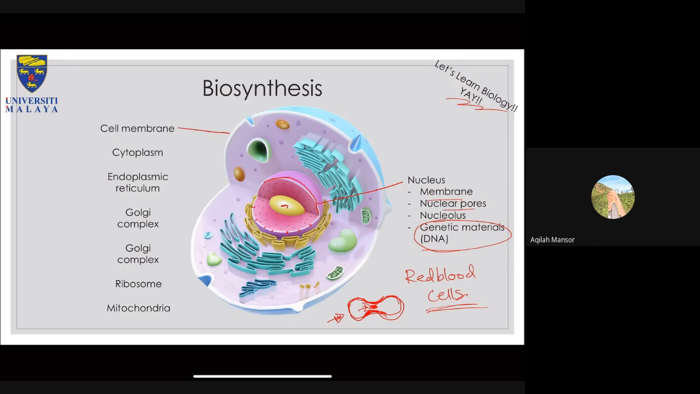We have the cell membrane, which is on the outside. We have the cytoplasm, which is the matrix, the liquid component of the whole cell. Okay, you have the endoplasmic reticulum, which is the one next to the nucleus. So an ER complex will always link to a nucleus. This is where your ribosomes normally are, and this is where protein synthesis normally takes place.